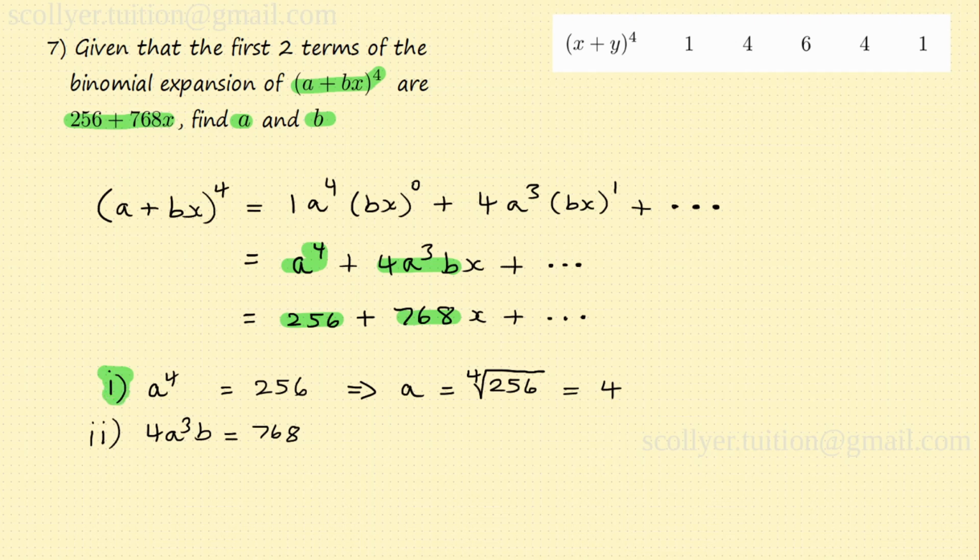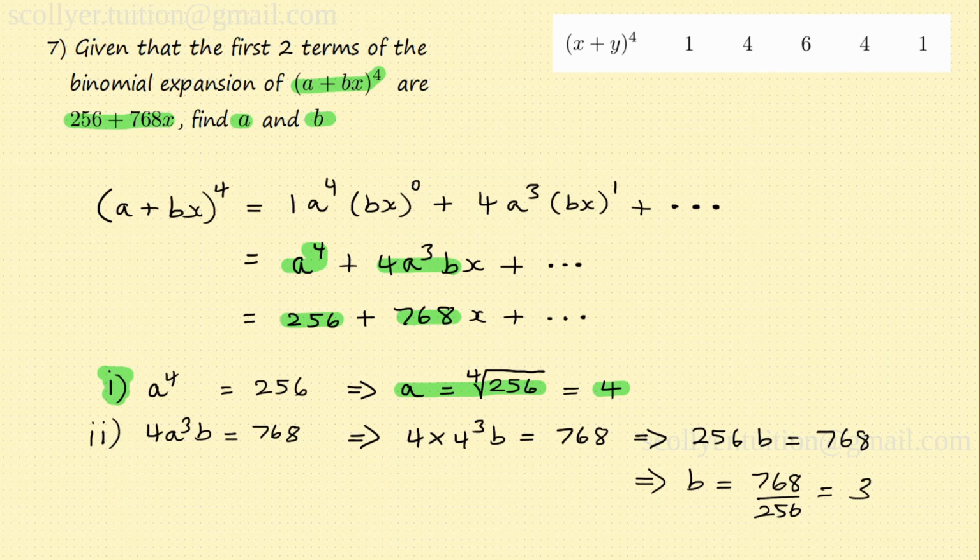So we now have two simultaneous equations. One, a^4 equals 256, which is trivial to solve by taking fourth roots on both sides, and we get a equals the fourth root of 256, which a calculator tells us is 4. And we can substitute the value of a equals 4 into 2, 4a^3 b equals 768, which turns into 4 times 4^3 times b equals 768. But 4 times 4^3 is 4^4, which of course must be 256 from this equation. So we have 256b equals 768, and dividing by 256 tells us that b equals 3. So a equals 4 and b equals 3.